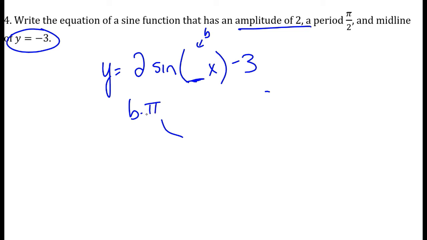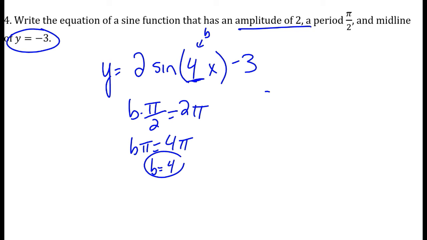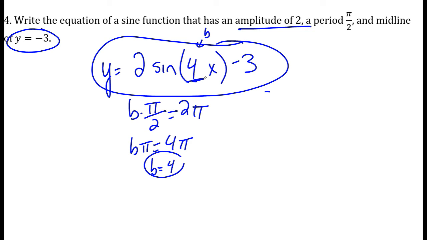So b times pi over 2 has to give me 2 pi. Multiply both sides by 2. b pi equals 4 pi. b equals 4. So the magic number that goes in front of x is 4. This is the equation of the sine curve that has these desired requirements. You could also put a -2 in front, because that doesn't change the amplitude. That just reflects the sine curve about the midline. So instead of increasing from the y-axis, it's going to decrease as you go past the y-axis.